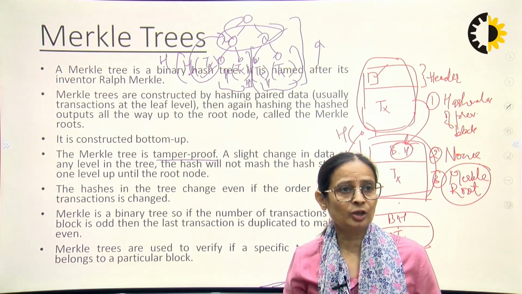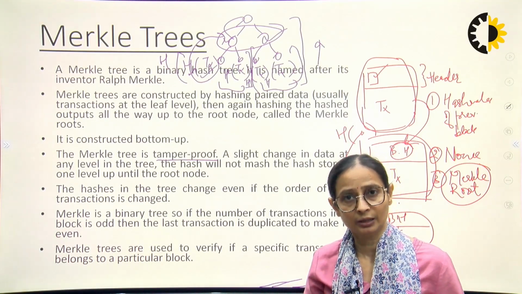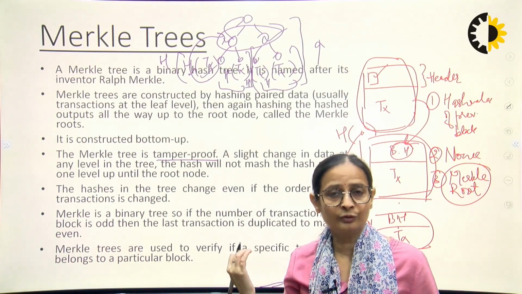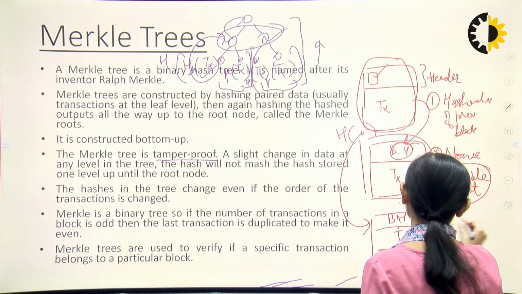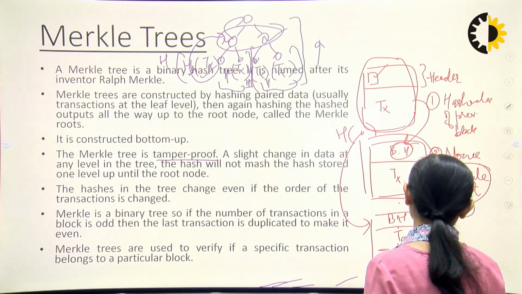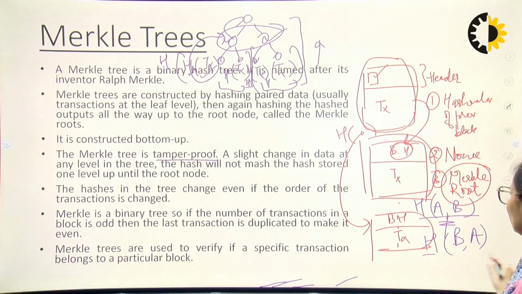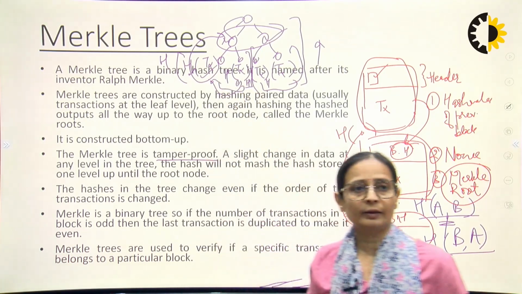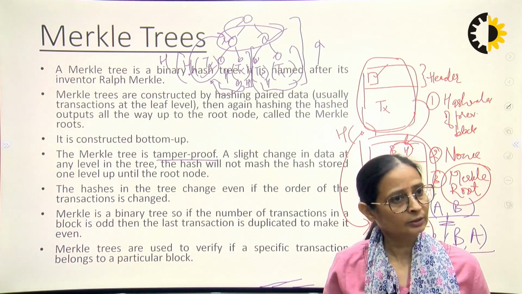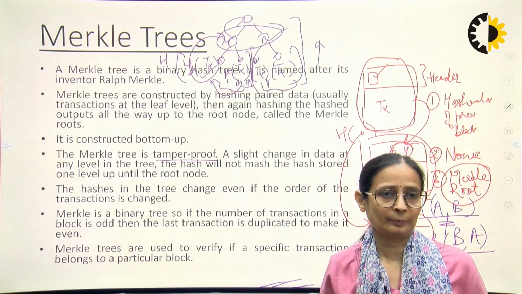The hashes in the tree change even if the order of the transactions is changed. As we are aware of the hashing algorithm which we are using over here, the hash property is that the hash value of these two data items is not equal to the hash value of these two data items. So this is what this implies. That is, if I change the order of the transactions, then automatically the hash value gets changed. And this is known as the avalanche effect in hashing.